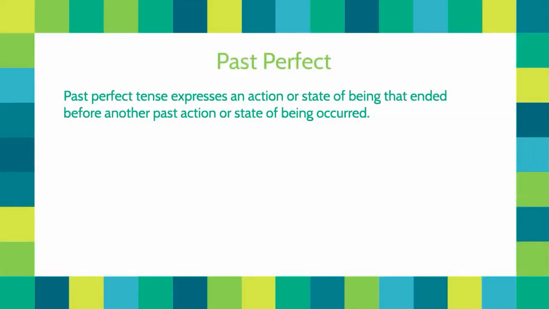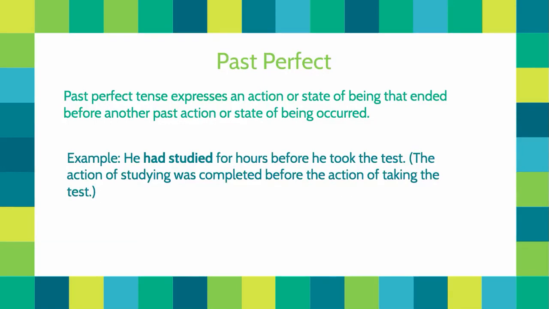Past perfect expresses an action or state of being that ended before another past action or state of being occurred. And this makes most sense when you see it. So he had studied for hours before he took the test. So the action of studying was completed before the action of taking the test. Note that the action of taking the test is in the simple past tense, took.